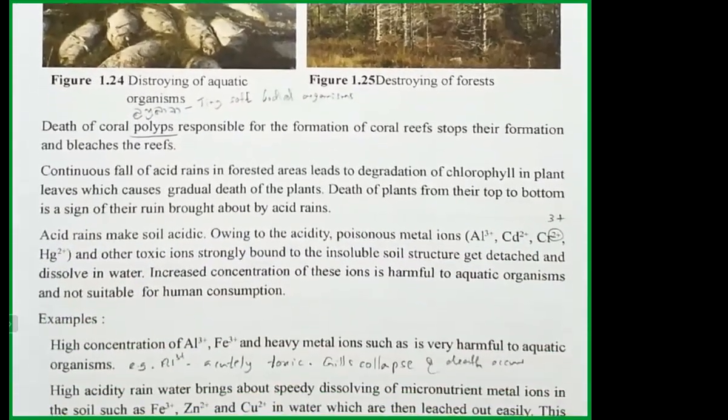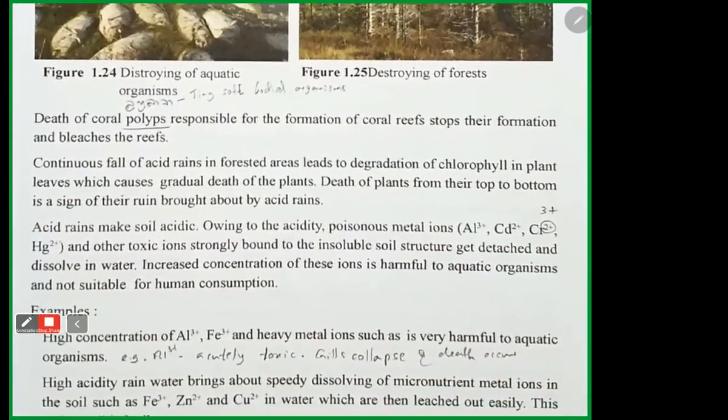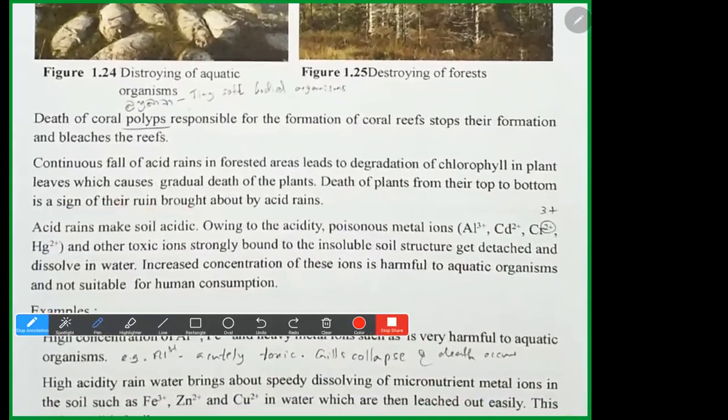Death of coral polyps. Polyps, I guess you know, are some sort of tiny soft-bodied organisms. They're included in biology. Okay then. They are responsible for the formation of coral reefs; acidification stops their formation and bleaches the reefs.